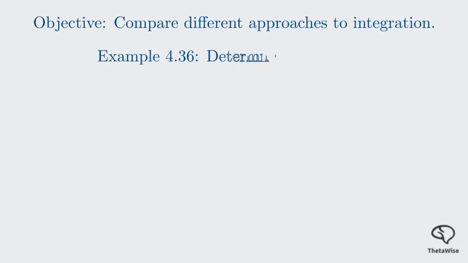Our next problem, example 4.36, is an excellent example of how there can be multiple ways to solve an integral, and it's always good to find the easiest way. We want to determine the integral of tangent cubed of x. The first method the problem presents is integration by parts. This method will work, but it's quite long.